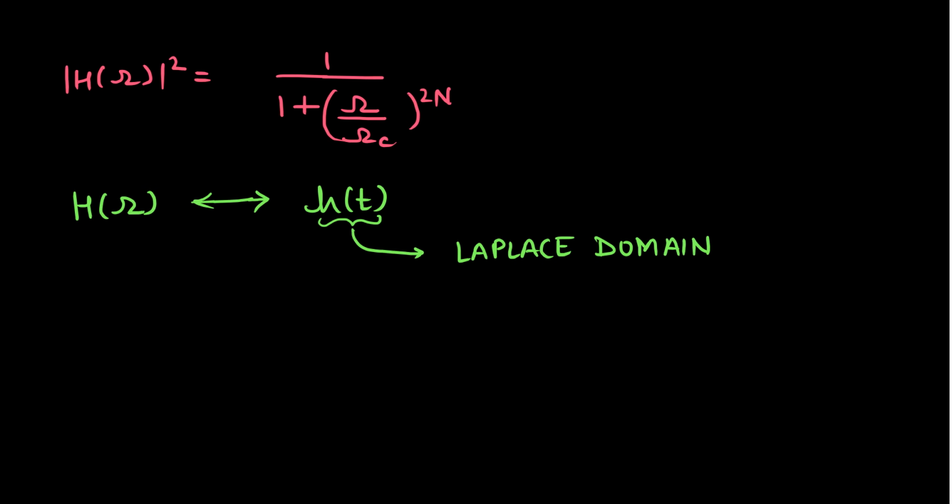That is, we can analyze it in the Laplace domain expression given as H(s). So basically we need to either get the value of H(omega) or H(s) from the available expression. So let us start with whatever is available with us, that is |H(omega)|^2 is equal to 1 divided by 1 plus (omega/omega_c) to the power 2n.